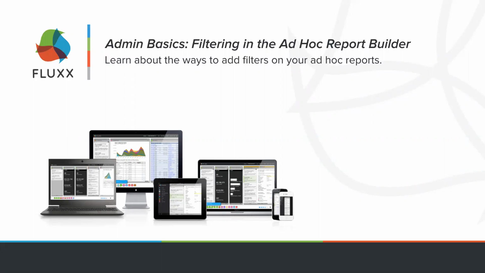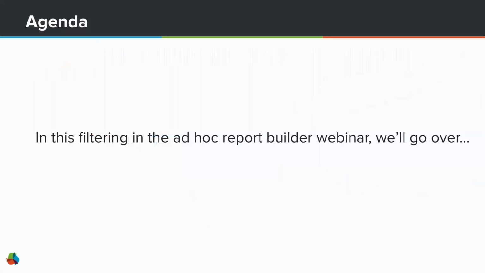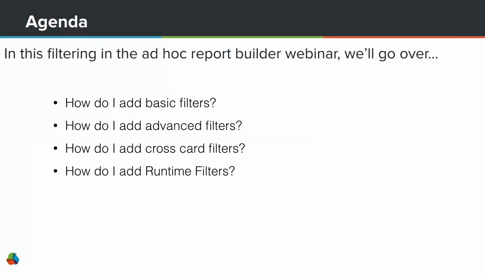All right, let's go ahead and get started. In this Filtering in the Ad Hoc Report Builder webinar, we'll be going over the following questions. How do I add basic filters? How do I add advanced filters? How do I add cross-card filters? And then lastly, how do I add runtime filters? And as I'd said earlier, there will be a Q&A after the presentation. So let's go ahead and get started.